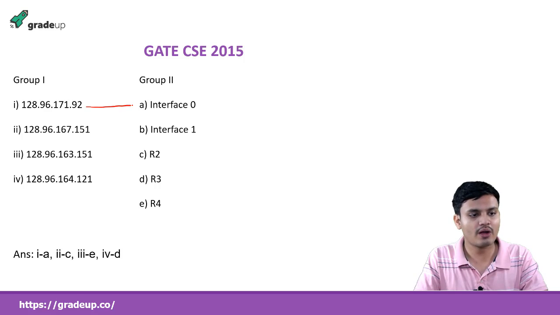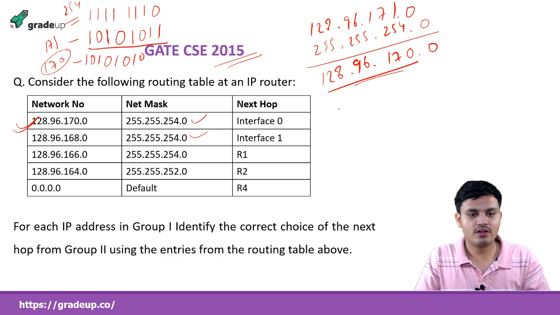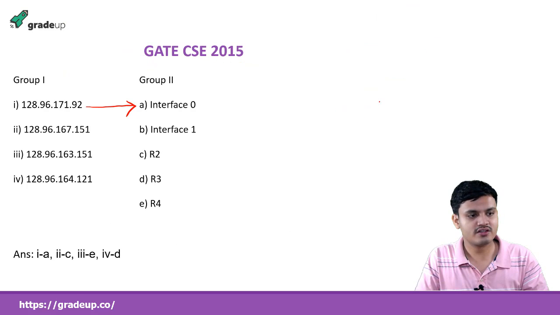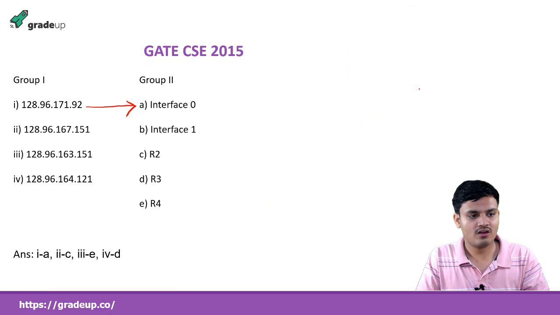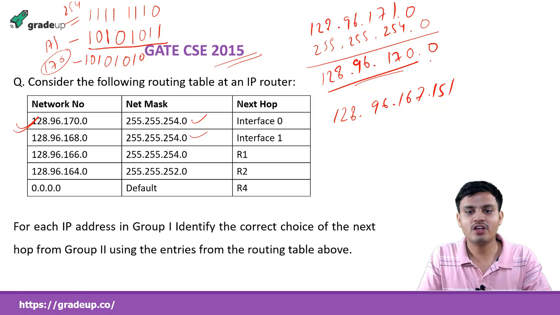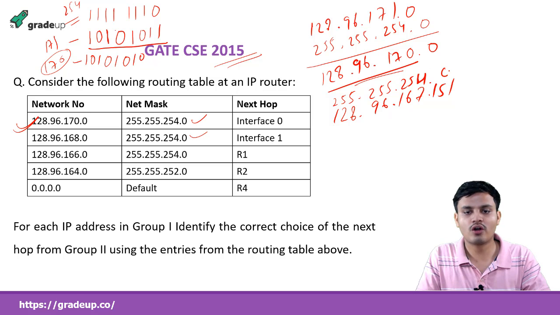Okay, so I am matching like this. Now do it for this one here, 128. So if you do it for this one, it is 128 dot 96.167.151. So now do the bitwise AND with the first one, then go for another one. Okay, so if you do it with this 255.255.254.0, try to do the bitwise AND.